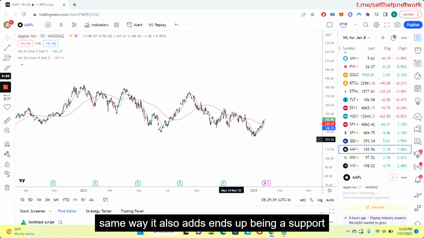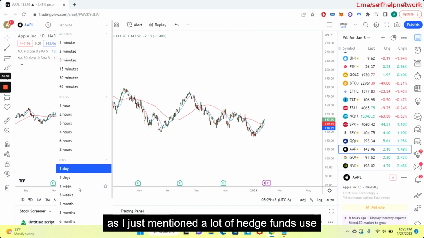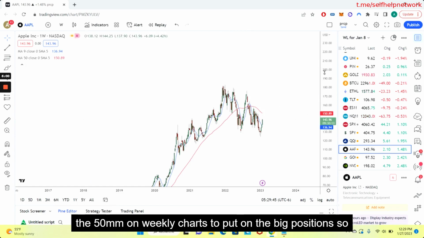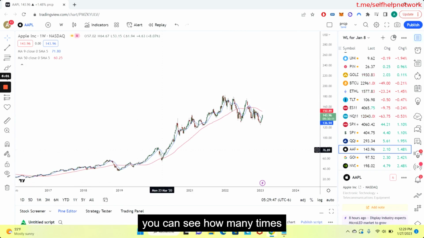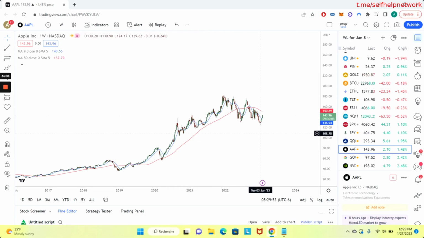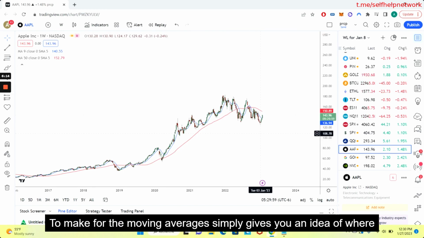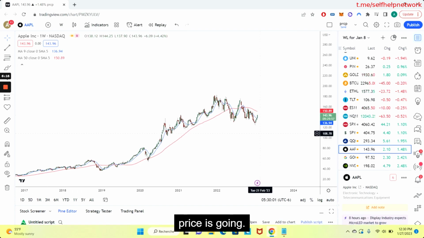In the same way, it also ends up being a support. As I just mentioned, a lot of hedge funds use the 50 MA on weekly charts to put on big positions. So you can see how many times you will have the 50 MA acting as a support and the stock just running above it. That's about it. There's not much more to mention about the moving averages. It simply gives you an idea of where price is going.